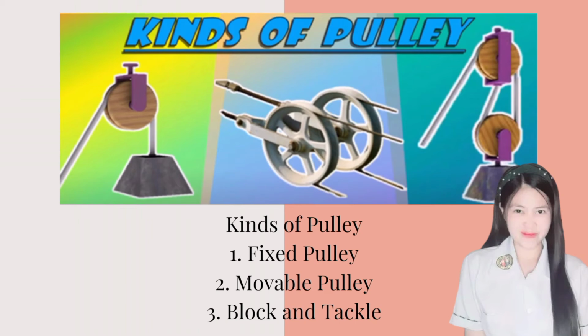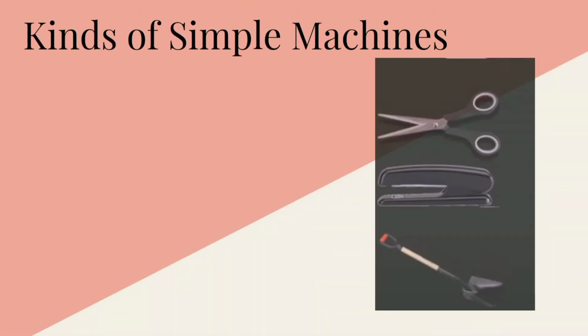Number 2. Movable pulley. The entire wheel and axle of the pulley travels along the rope. The example is a zip line. Number 3. Block and tackle. It is a combination of fixed and movable pulleys. The fixed pulley pulls the movable pulley. It is usually used in construction areas for lifting heavy metals and heavy loads.